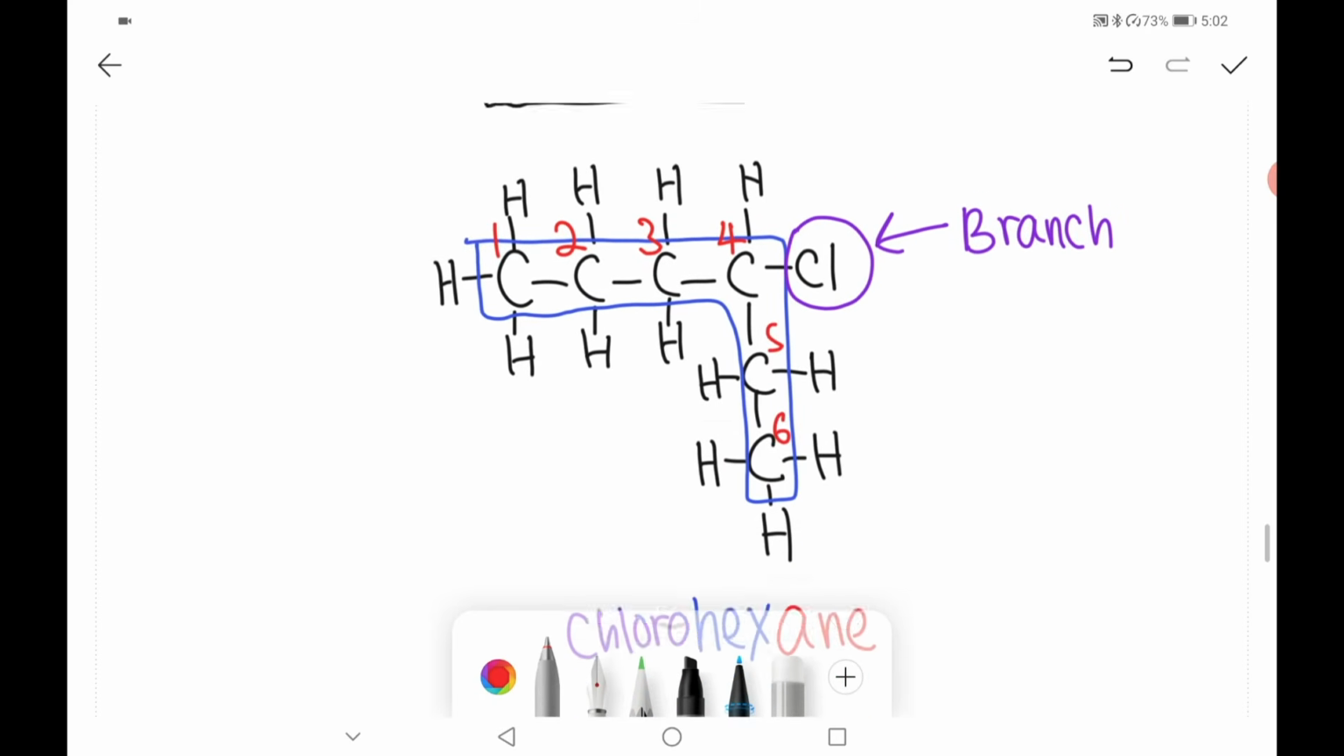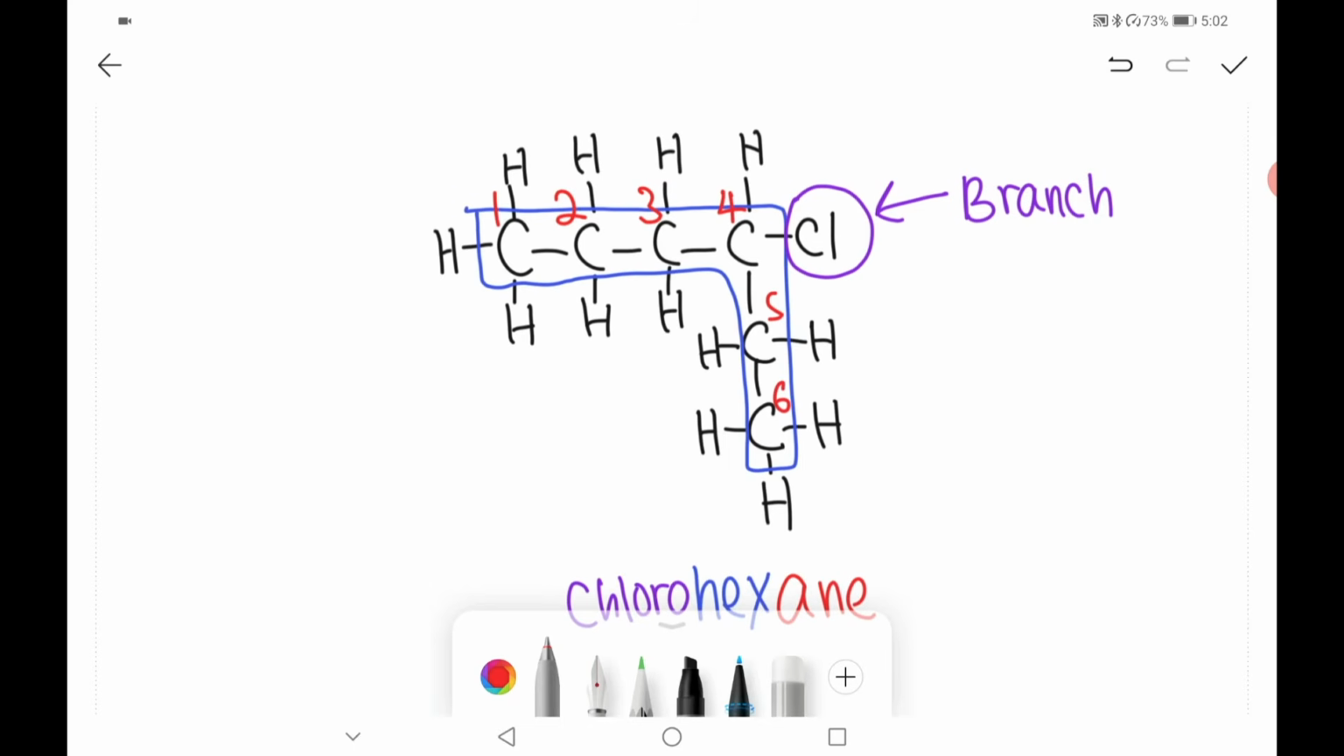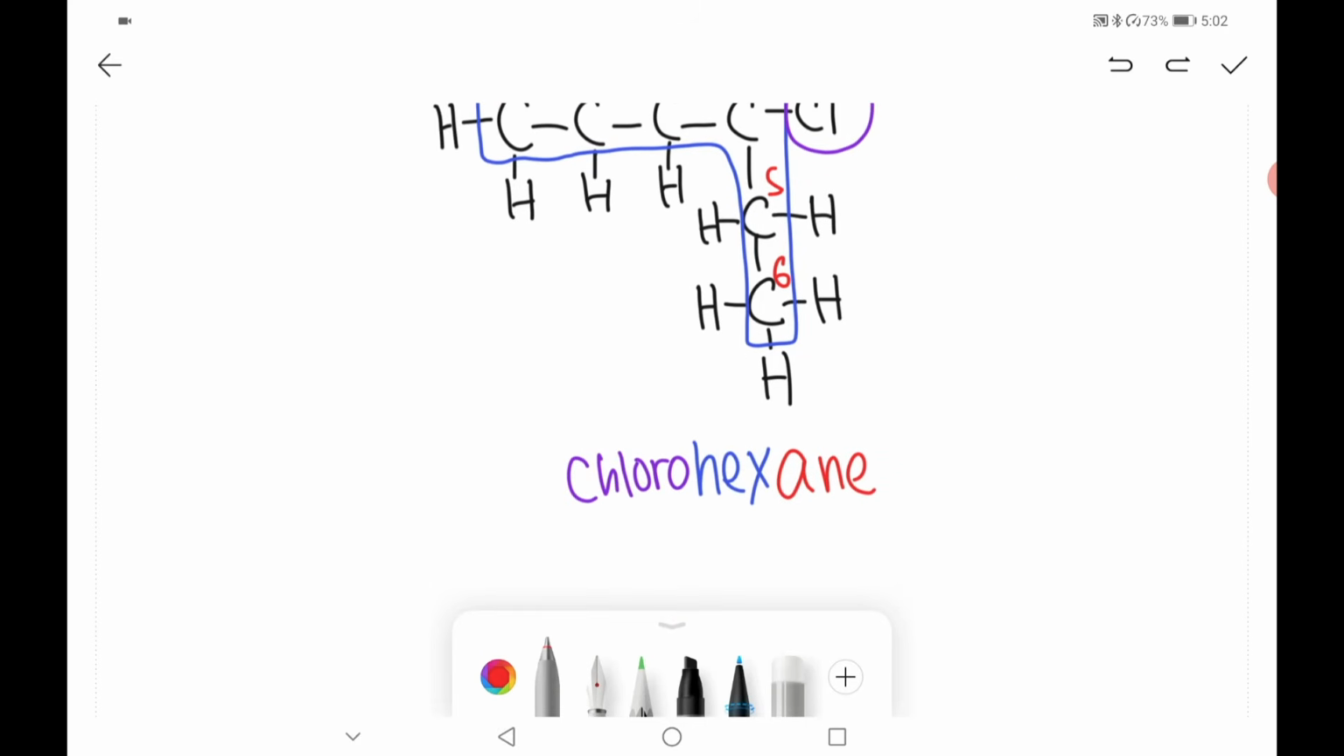This is carbon number 6. If I count from the left to the right hand side, you can see the chlorine is sticking to carbon number 4. So the address is 4.